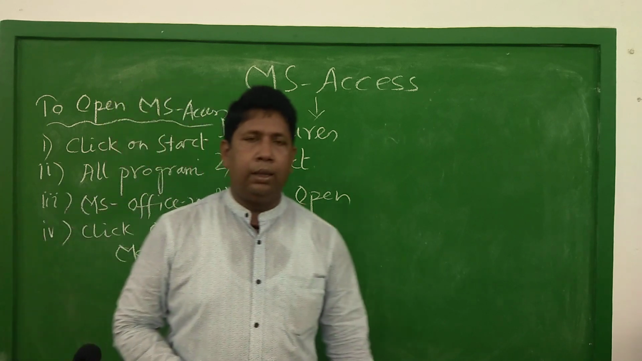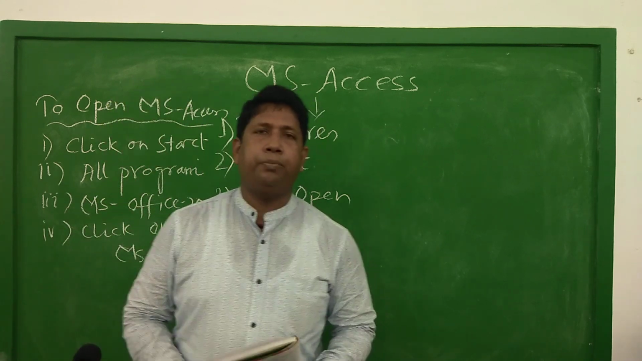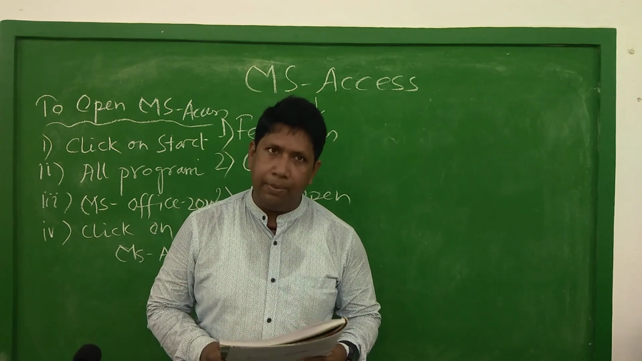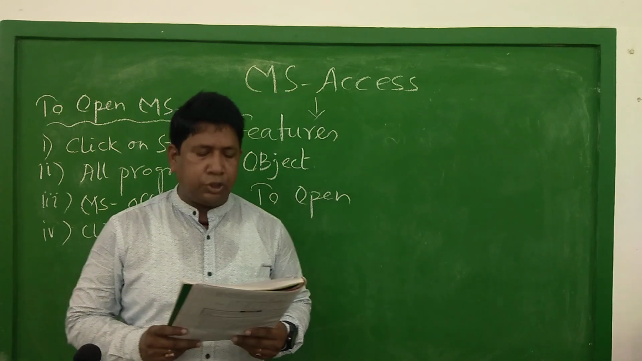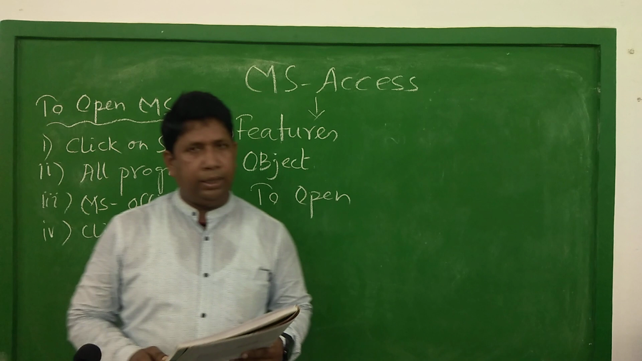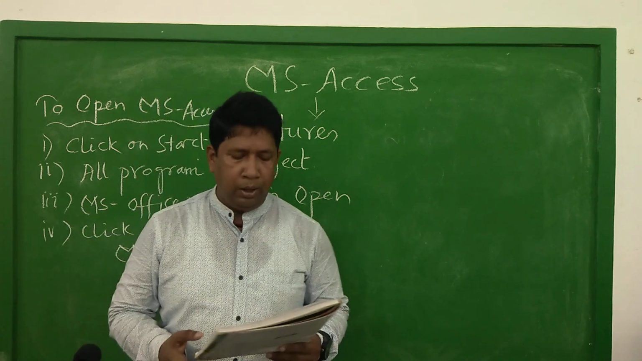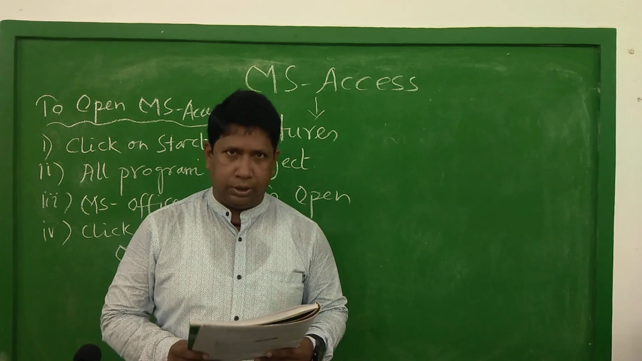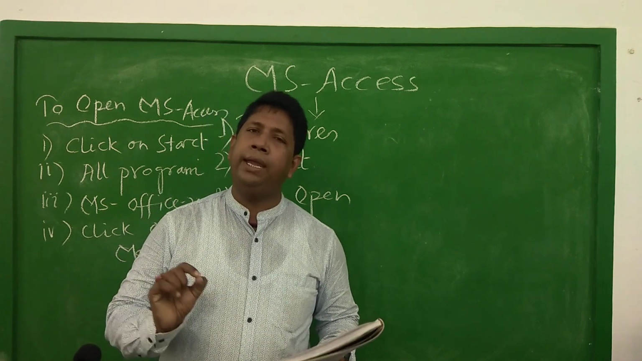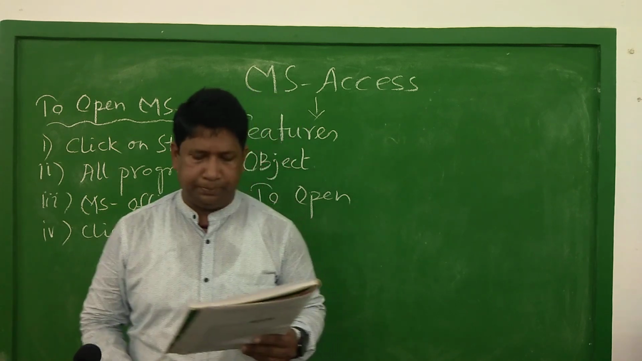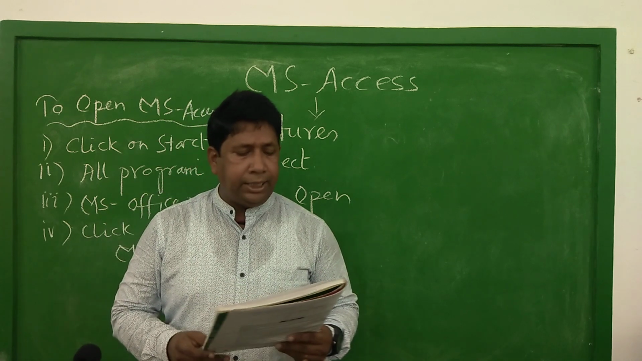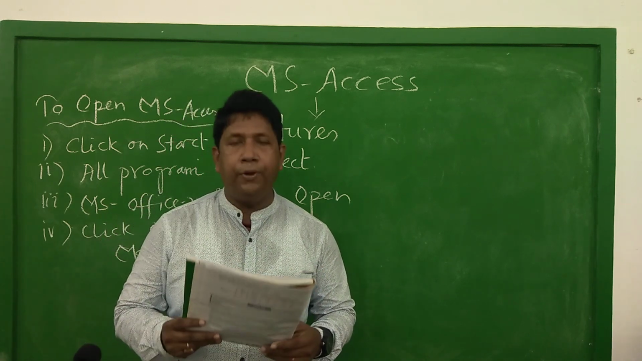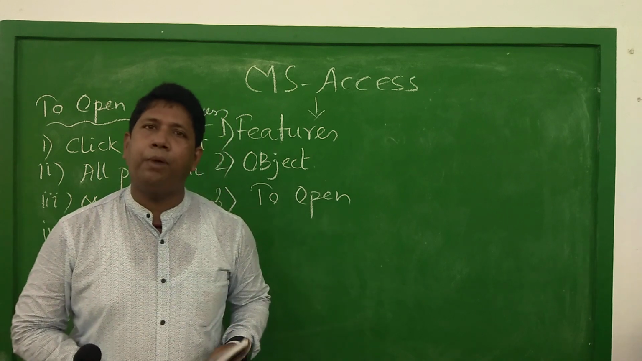Now objects. MS Access provides some objects. Number 1 is table. What is a table? In Access, data is stored in a table. You know very well, in the previous chapter I already told you, a table is a set of columns and rows. It means it is an intersection between rows and columns, with each column referred to as a field. Each value in a field represents a single type of data.